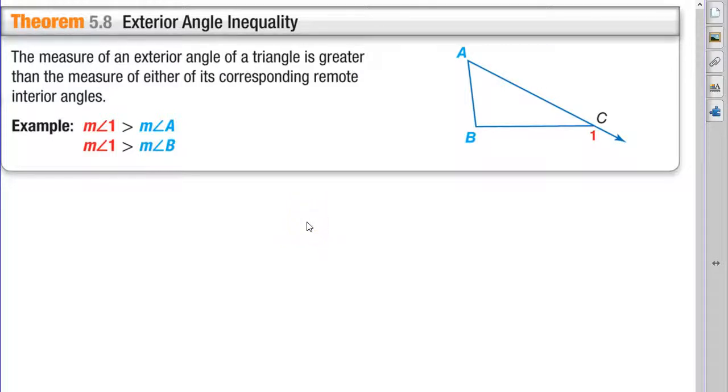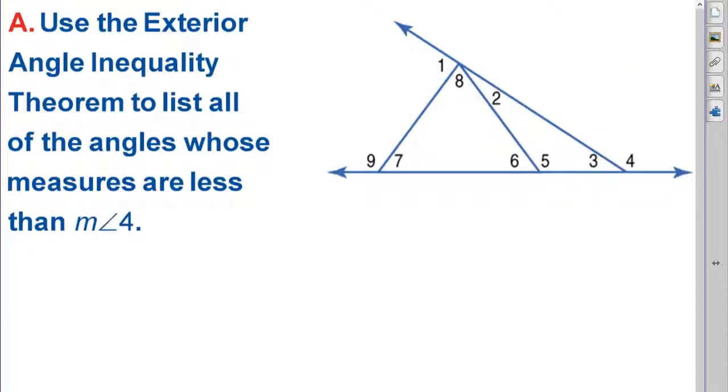Theorem 5.8, the exterior angle inequality. The measure of an exterior angle of a triangle is greater than the measure of either of its corresponding remote interior angles. And again, it should make sense. If A plus B equals 1, one has to be bigger than A and bigger than B. Okay, so here's our first problem looking at this.